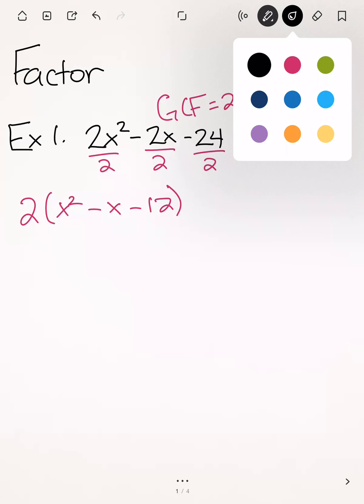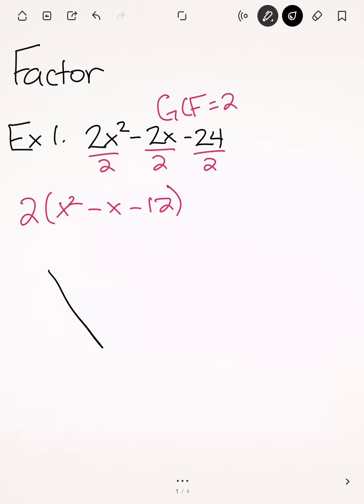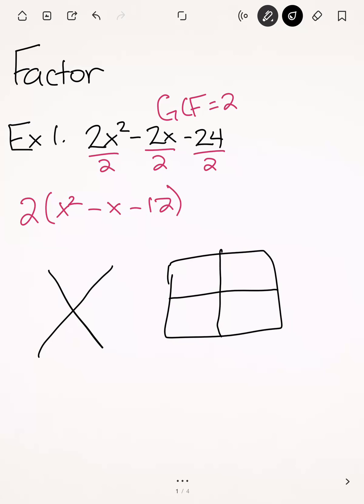So I call this the x in the box method. The x helps us organize our thoughts. The box helps us factor. Okay, so I draw my x in my box. To get the top of the x, I take my first term times my last term. I'm multiplying. So x squared times a negative 12 gives me a negative 12x squared. Then my middle term goes on the bottom, so a negative 1x.